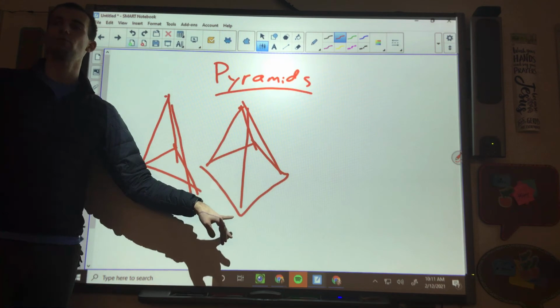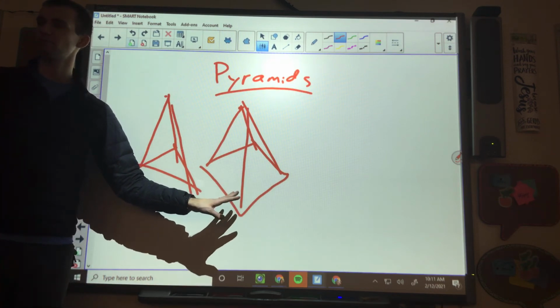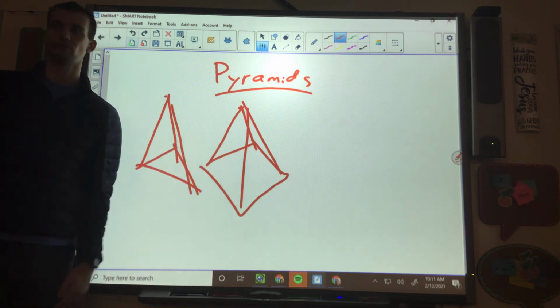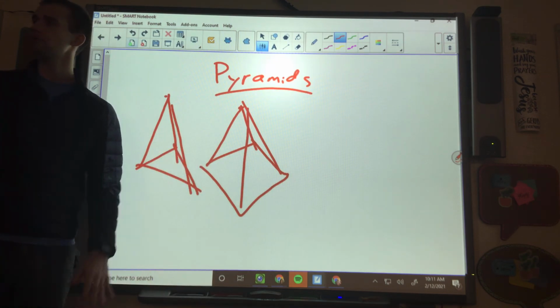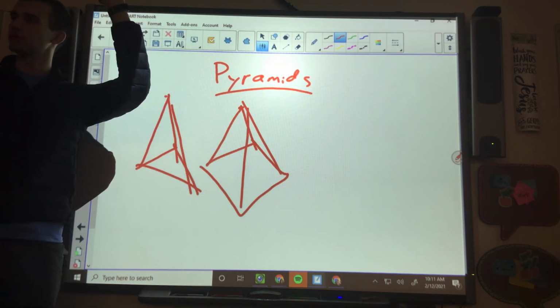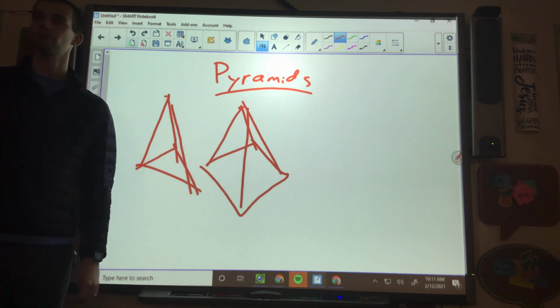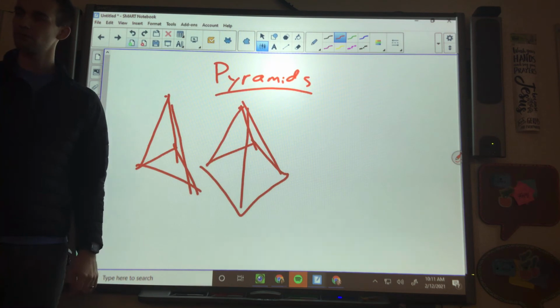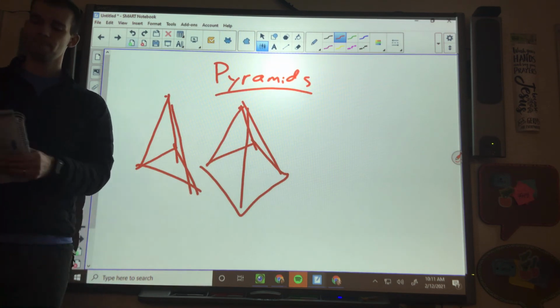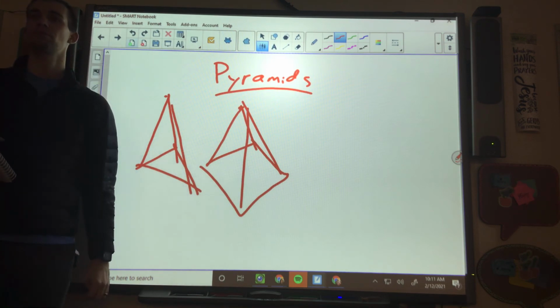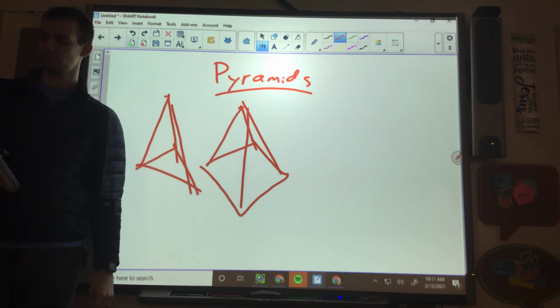Square pyramids are a lot more famous. Specifically, square pyramids are famous to where? Egypt, right? That's what we always think of. Pyramid of Giza is definitely a popular one. There's also a glass pyramid in Paris, France. Yep, it's the Louvre. It's the most famous art museum in the world.